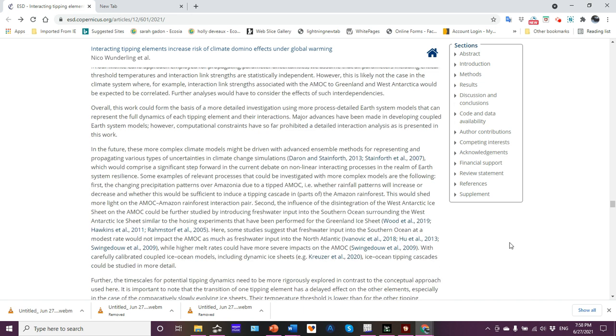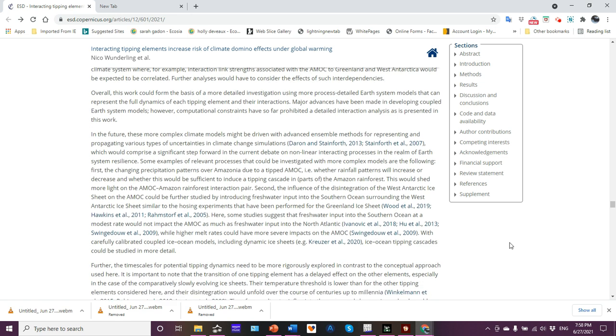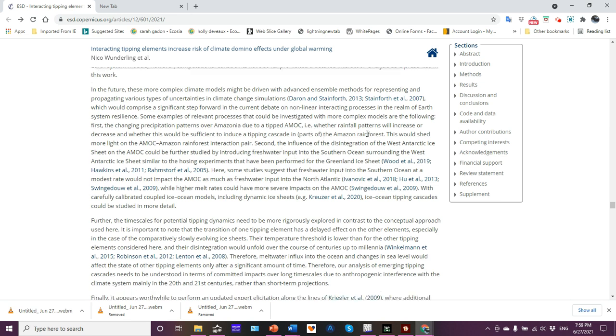Overall, this work could form the basis of more detailed investigation using more process-detailed Earth system models that can better represent the full dynamics of each tipping element interaction. And they go on to say, in the future, complex climate models might be driven with advanced, blah, blah, blah. So let's see, what do they say here? Some examples of relevant processes that could be investigated are the following.